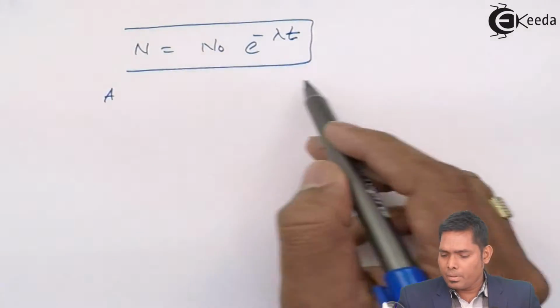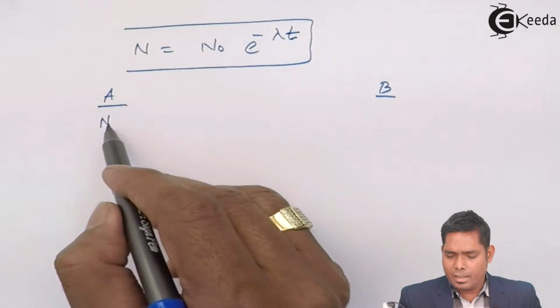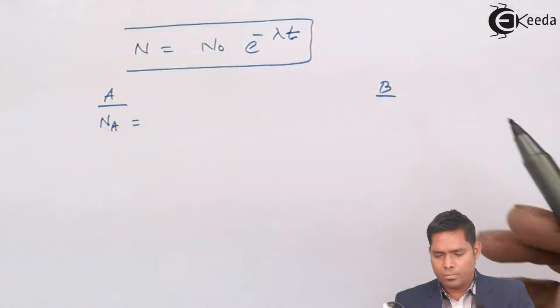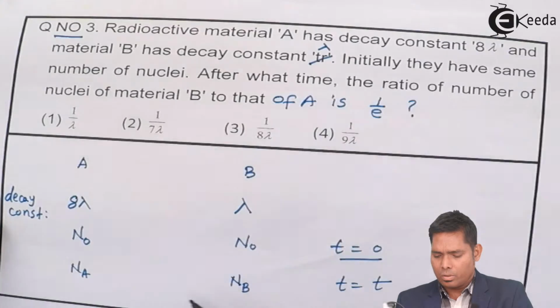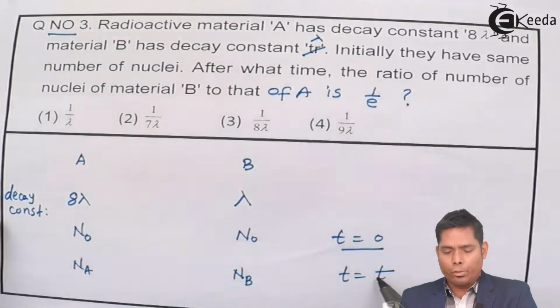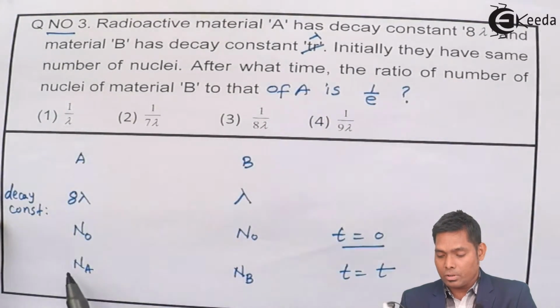Now we have A and B, two materials. So the number of nuclei present in A at an instant after time t, because I have taken time t for both. After what time? Suppose after time t. If I consider after time t, then I consider the time which is common to both.